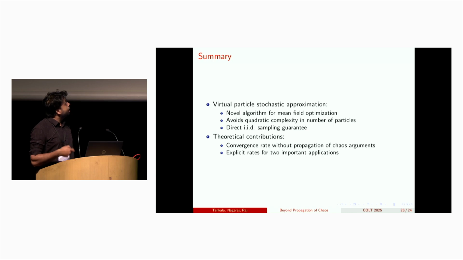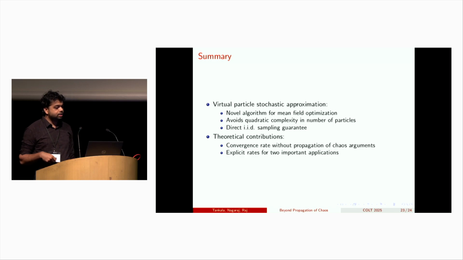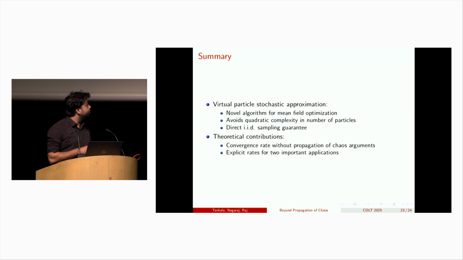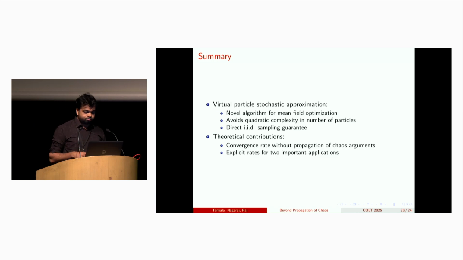This is the summary. So we have given a new algorithm that is stochastic in nature for mean field optimization. This avoids quadratic complexity in the number of particles. We obtain direct IID sampling, with guarantees conditional on the witness path, and we have a convergence rate without any propagation of chaos argument. And we provide explicit rates for two important applications. So that's it. Thank you.